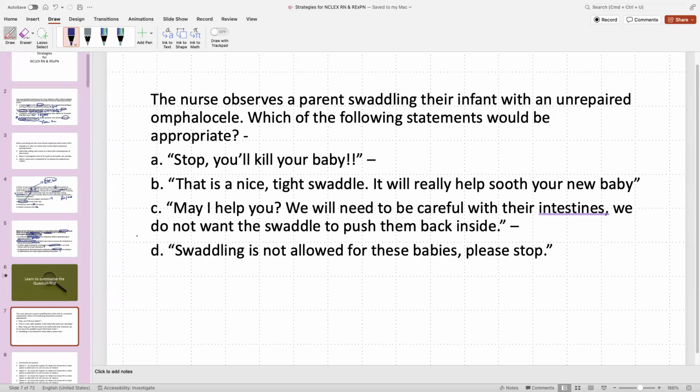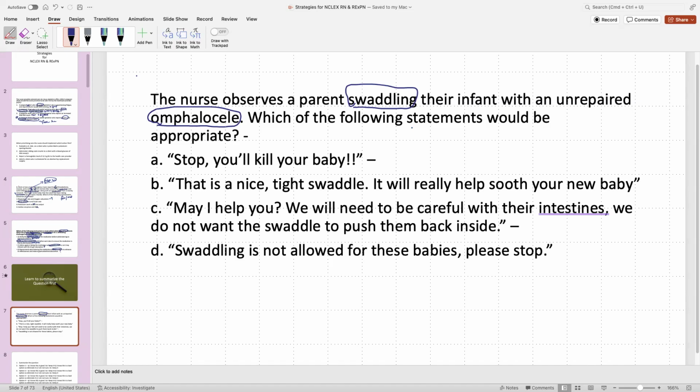Okay, now let me explain something about this question. There are a few more points to add to it. The correct answer is option C. Remember, I have some students who didn't know what swaddling is, who haven't even heard about omphalocele. You may know, you may not know. It's not a problem. So now, from the question, we can understand the mother is doing something bad to the child, to the infant.